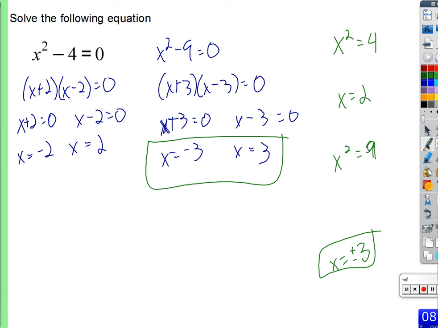But there's another number that we can plug in for x. It gives us 9. What is that number that we can plug in for x, and it still gives us a positive 9?